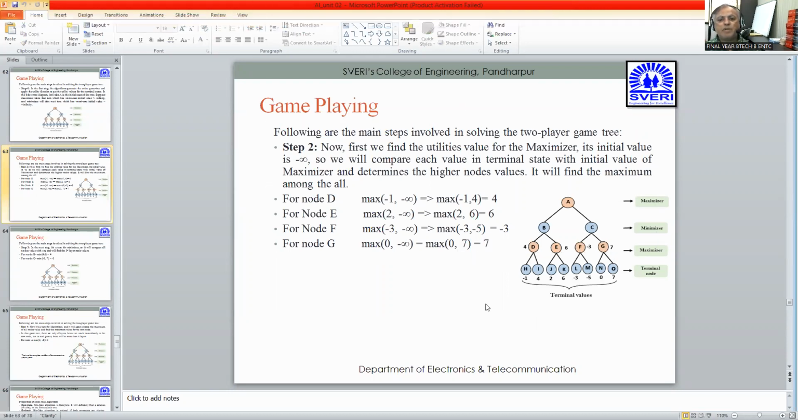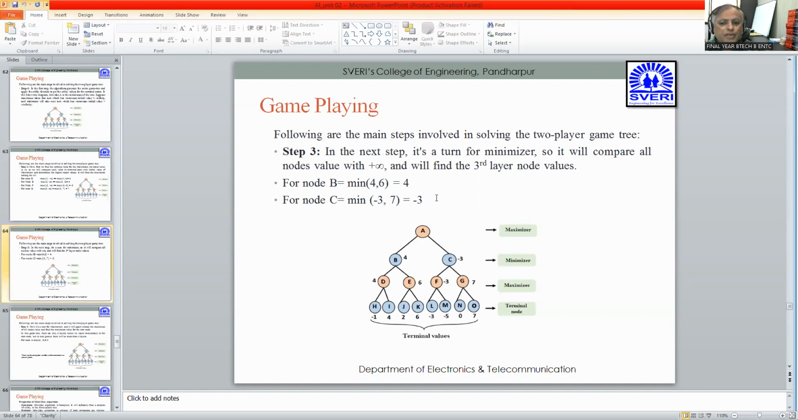This is the step number 2. In step number 1, we decided the worst case values. So the worst case value, as far as the maximizer is concerned, it is minus infinity, as well as minimizer is concerned, it is plus infinity. And then we had the terminal values, and accordingly the values will be selected. So from node D, E, F, and G, this is the maximizer level, and we are going to see the worst value, which is nothing but minus infinity. Is it okay? This is step number 2.